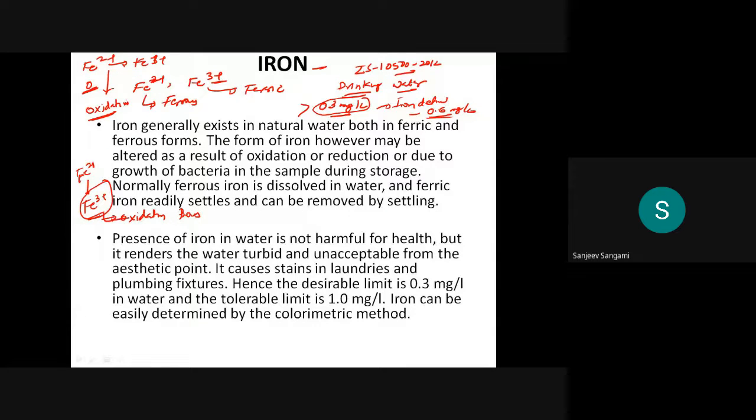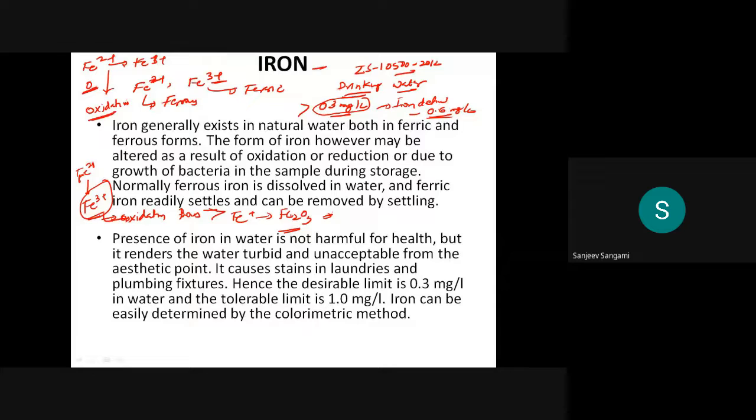The corrosion process is an oxidation process. There is a conversion from Fe2+ to Fe2O3. If you see the valency of this, it will be Fe3+. Conversion of iron to its oxides is nothing but corrosion. Corrosion is also an oxidation process.